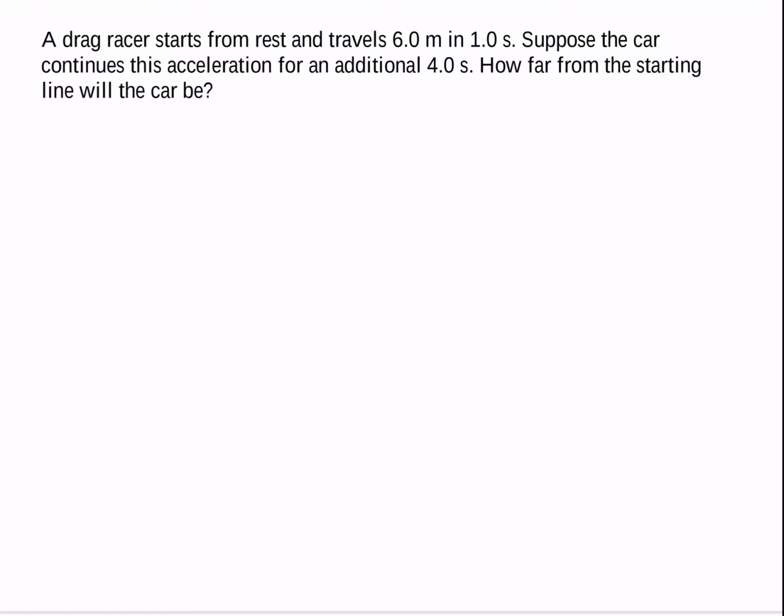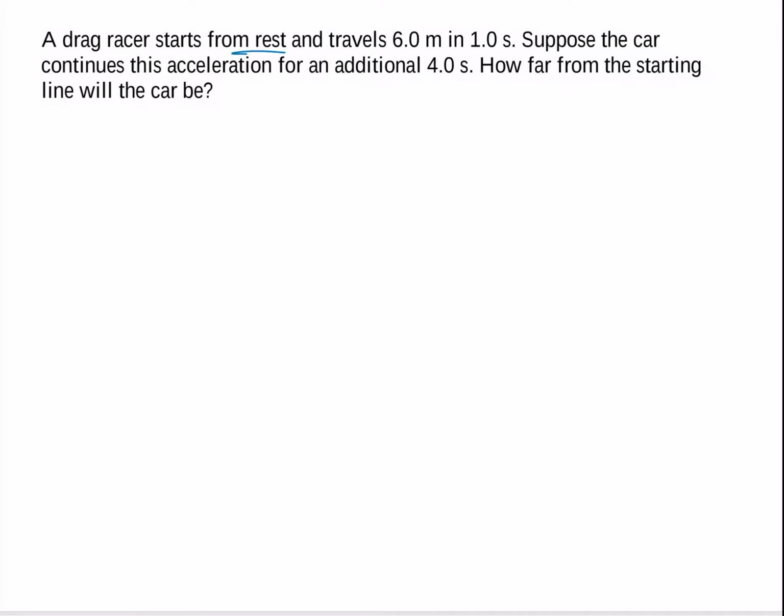What do you think? 6 meters per second per second. So 6 times 4: 6, 12, 18, 24. I just said 24 meters from the starting line. No, it's not 24. That'd be 30. It's more than 30 because of the acceleration.